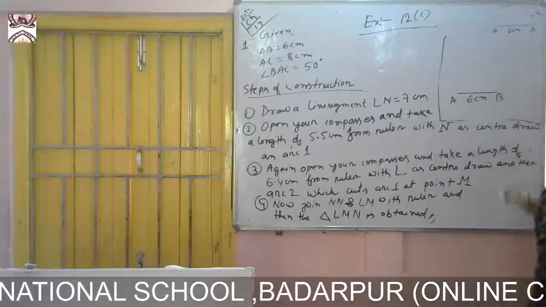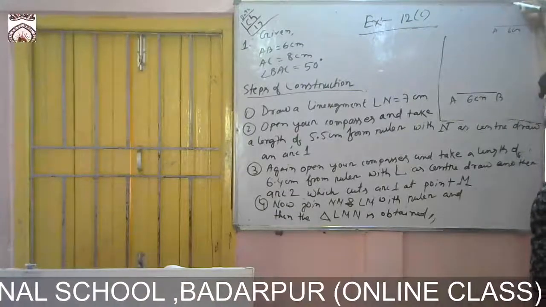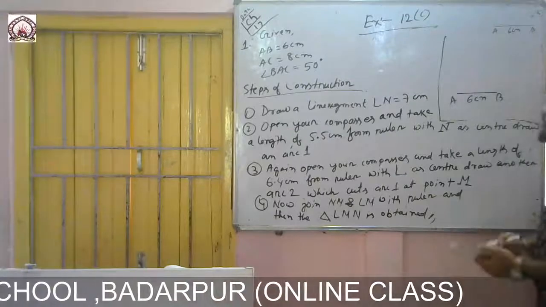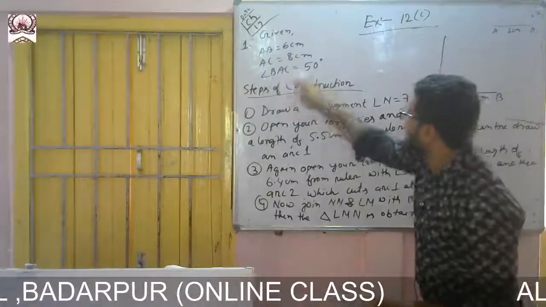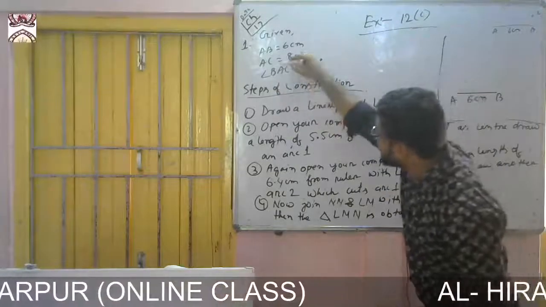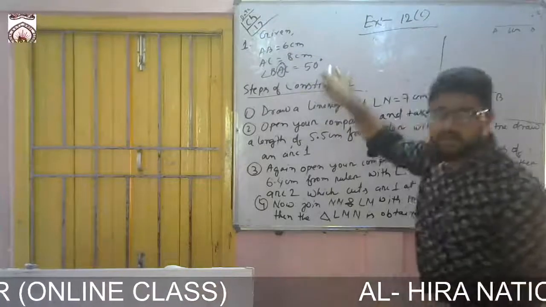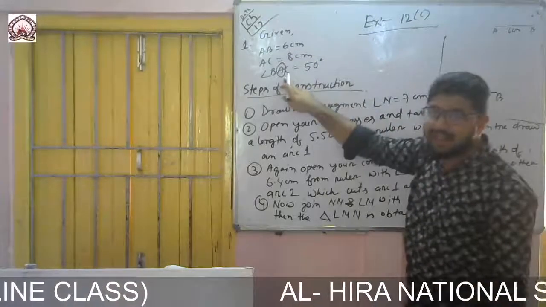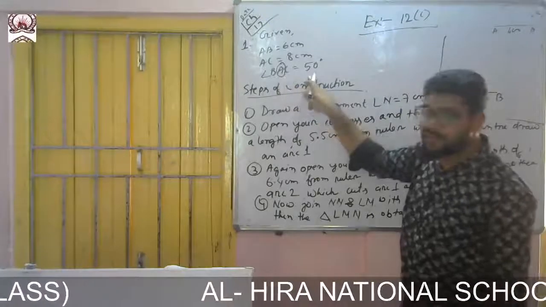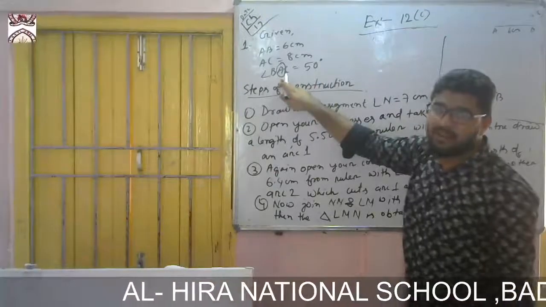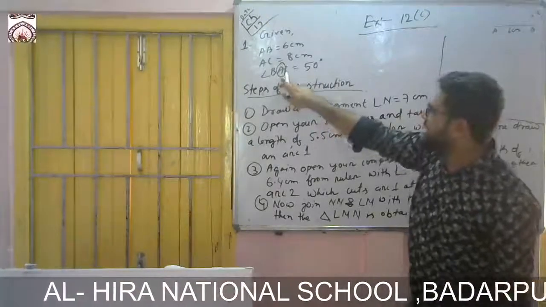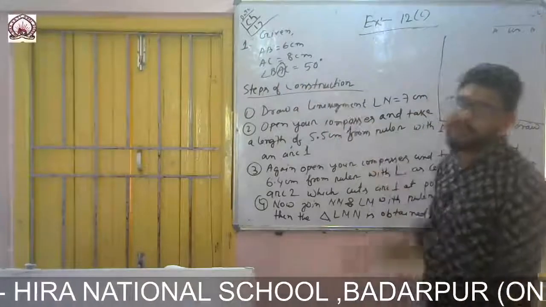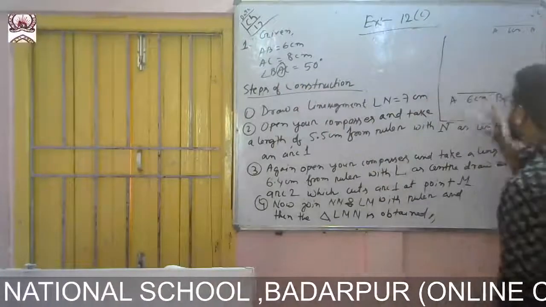Now AC. That means the point will be somewhere else. Next step, in angle BAC, that was 50 degree. BAC means angle A equals 50 degree. The measure of angle A is given, because the letter in the middle is the main angle. So angle BAC means angle A measure is given, 50 degree.